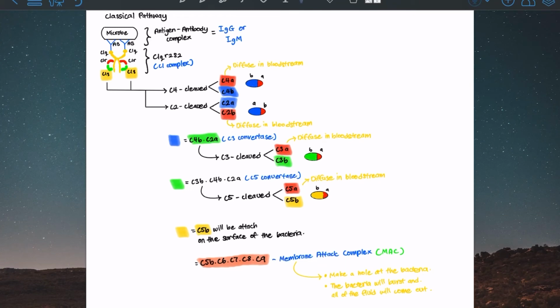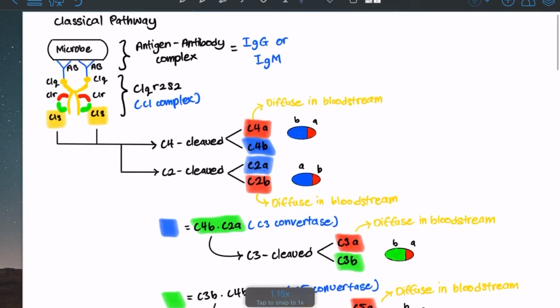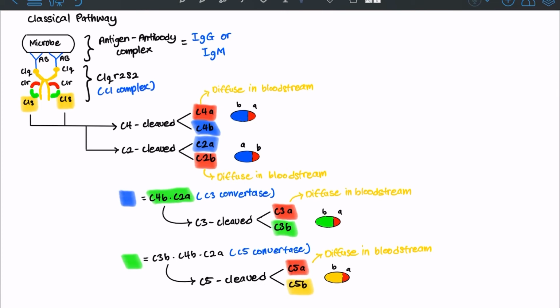Here we have the classical pathway steps. Okay. Here we have a microbe or an antigen. Here are the antibodies that attach to the microbe. This will give us the antigen-antibody complex. The antibodies in the classical pathway are IgG or IgM antibodies.